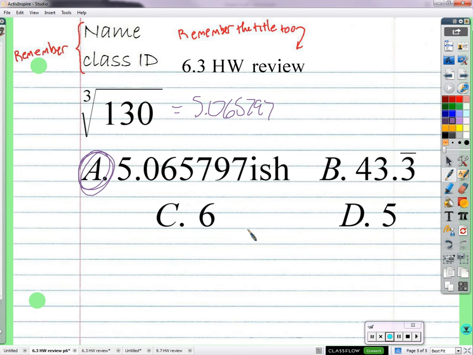If we try 6, we think about it, is 6 the third root? Well, 6 times 6 times 6, also in the homework, was 216. 4 to the 4th is 256. So it's got to be a number that's between 5 and 6, right? 5 too small, 6 too big, 5.065797, only number between 5 and 6. And this is right out of the question. 43.3 times itself 3 times is 130? No way, that's just way too big.